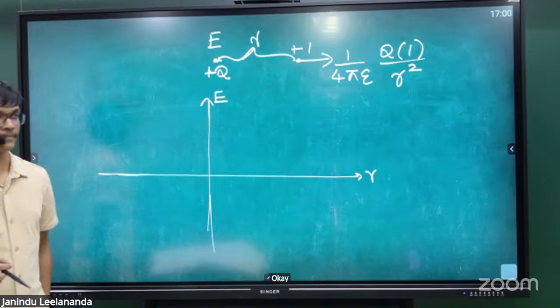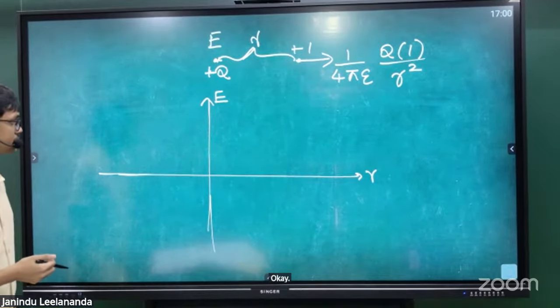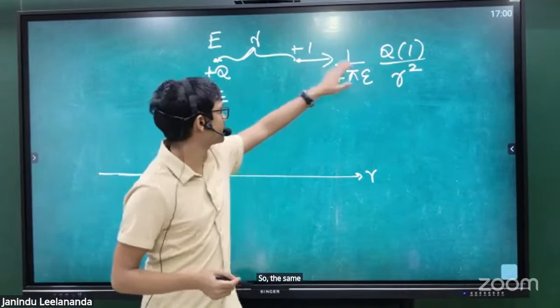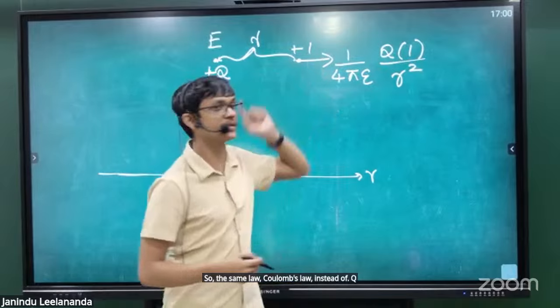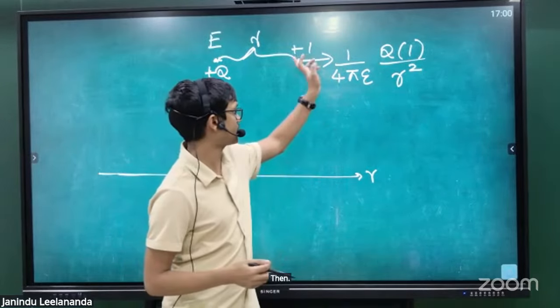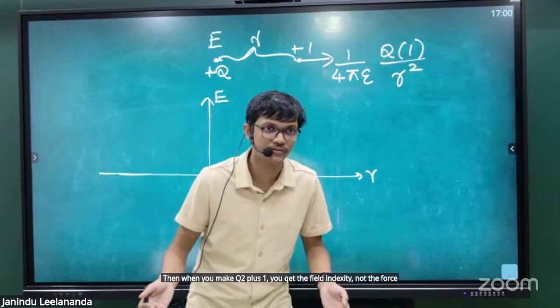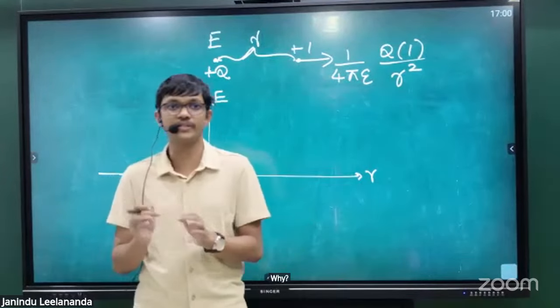So the same law, Coulomb's law, but instead of Q2, you have plus 1 here. When you make Q2 plus 1, you get the field intensity, not the force. Why? Because the force on plus 1 coulomb is the field intensity.